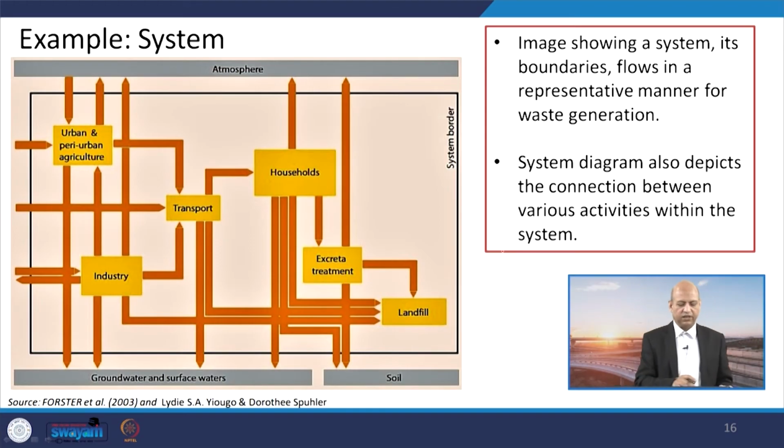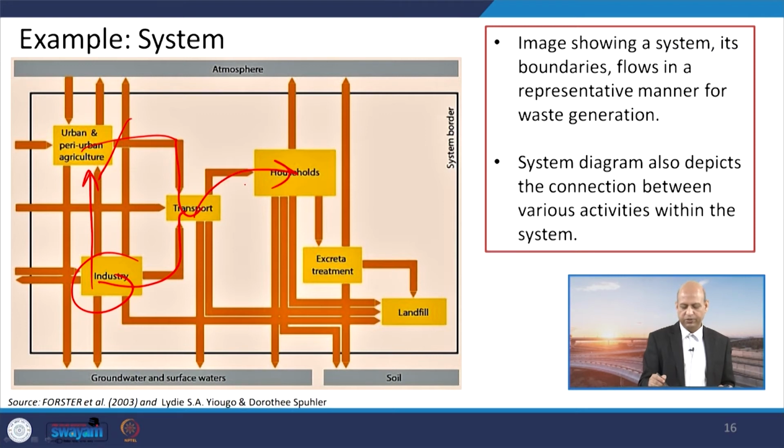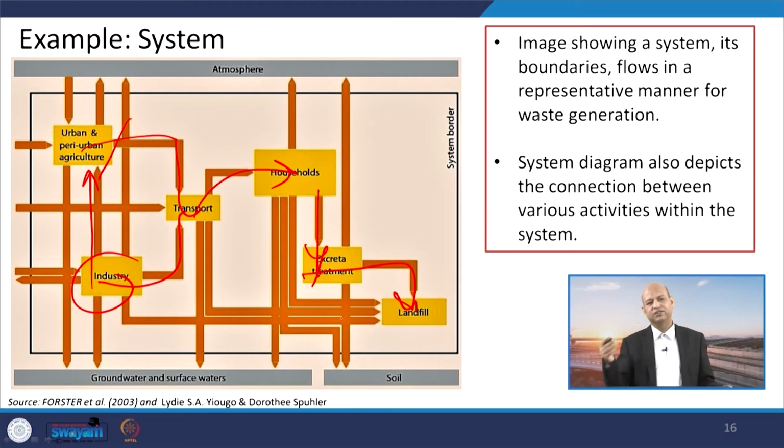The system example is there for you; you can see an urban and peri-urban agriculture system may be there, industry is there. From industry some products will be going to the agriculture area, like fertilizers, etc. Then agriculture products will be transported, okay, and industrial products will also be transported. It will go to the household where it will be used, and then some waste will be released, and that waste will go to landfill. And from landfill, there are other issues like leachate or methane emissions and those kind of things.